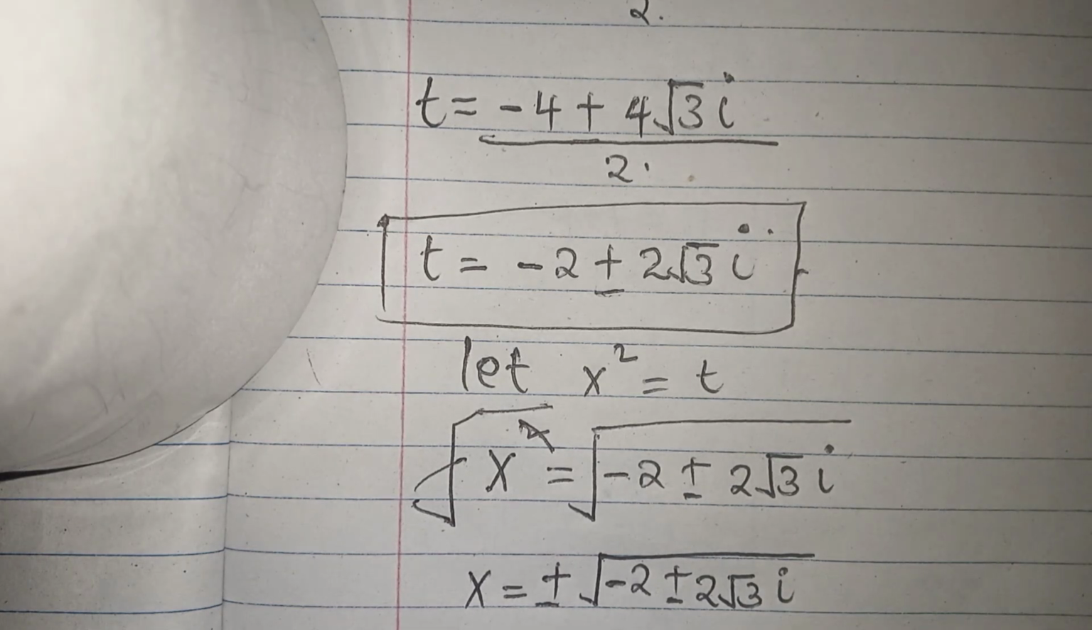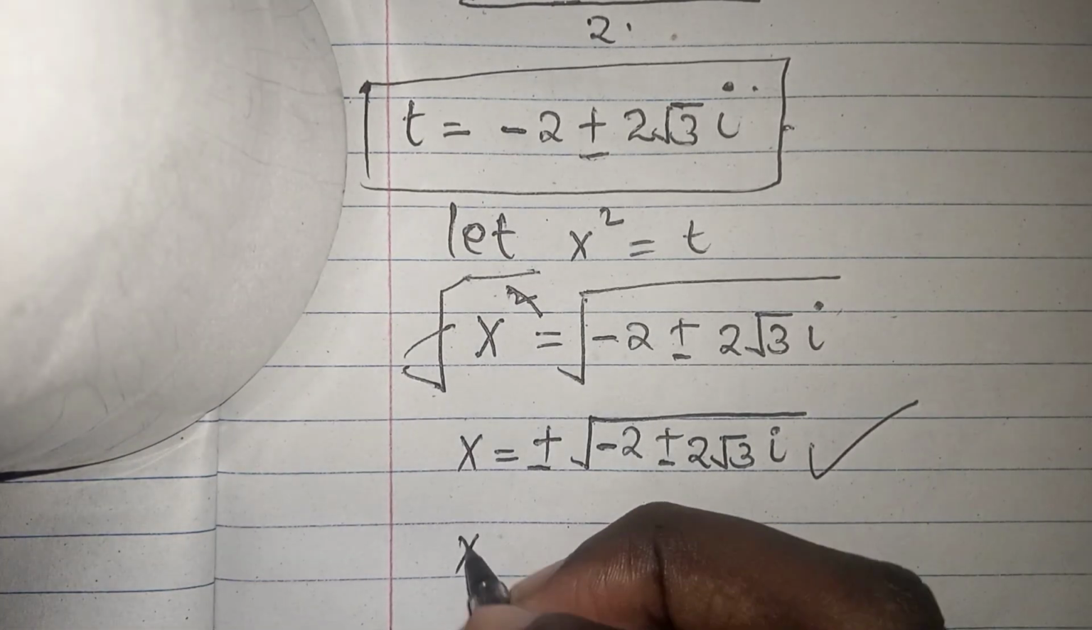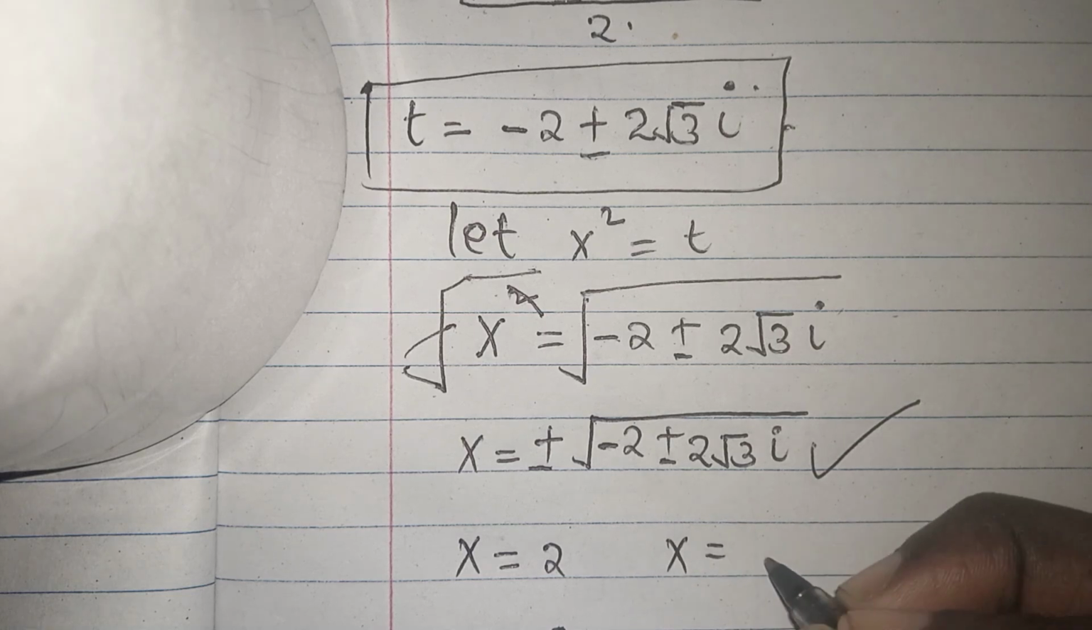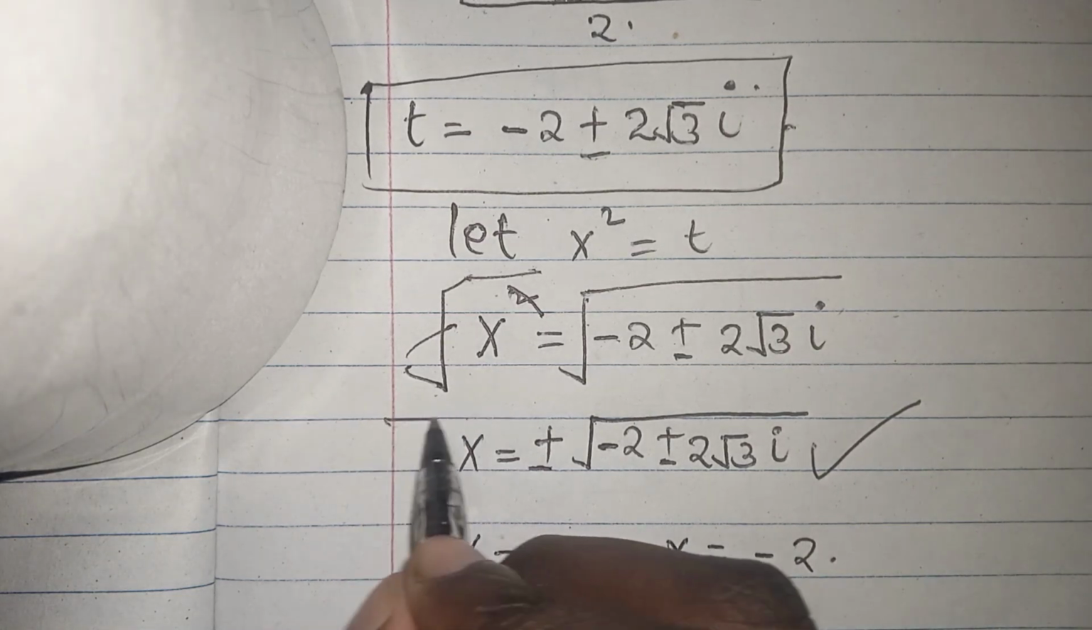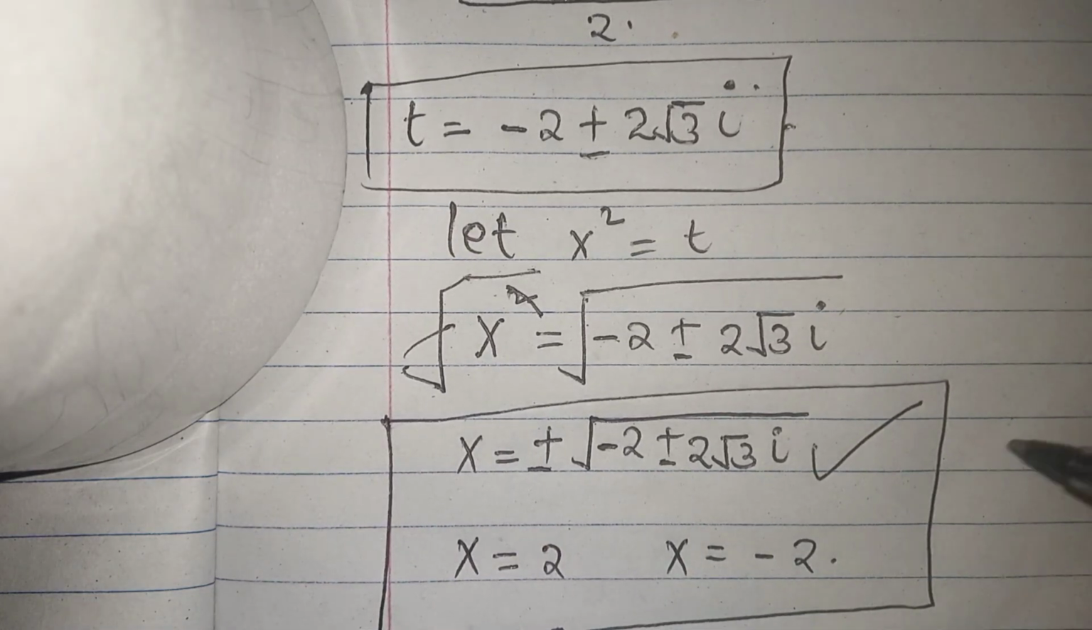Okay, so here we have 4 solutions or 4 roots. Then we have x is equal to 2 and x is equal to negative 2. So all these are the roots to our equation.